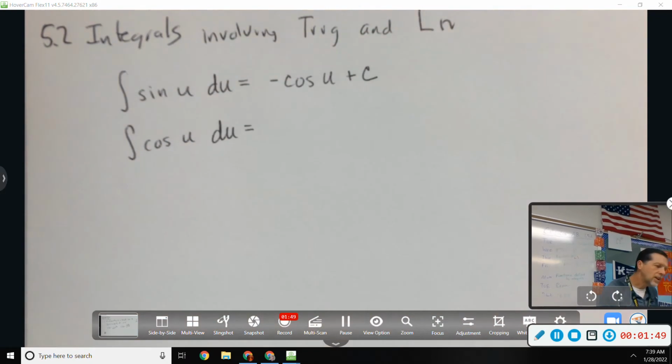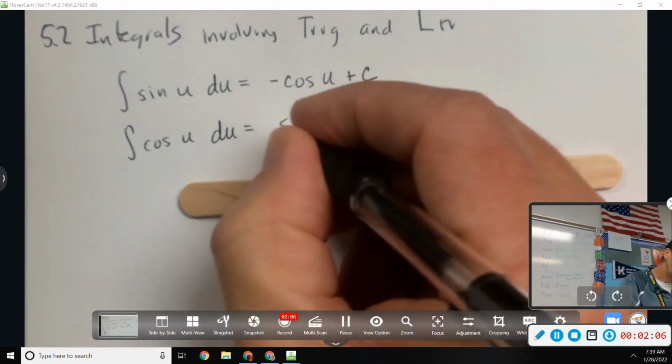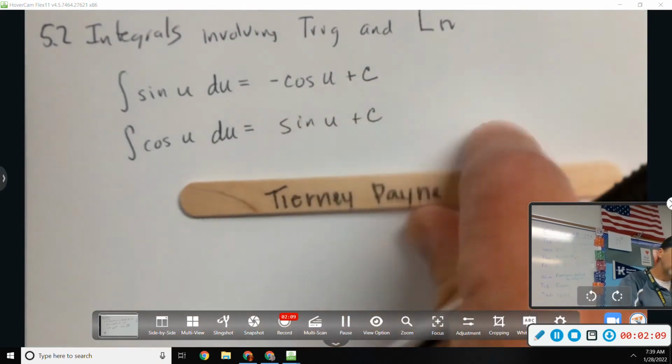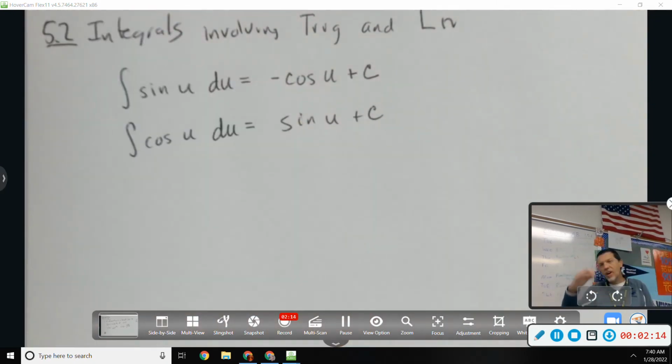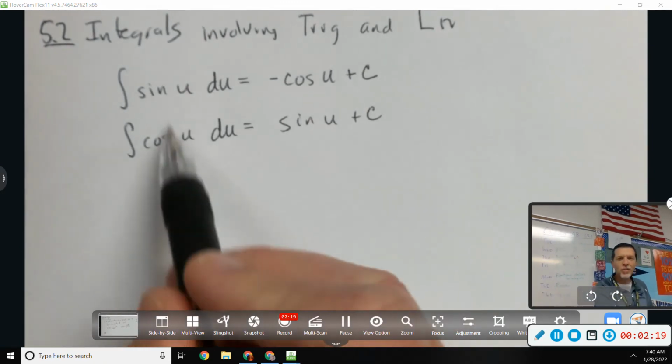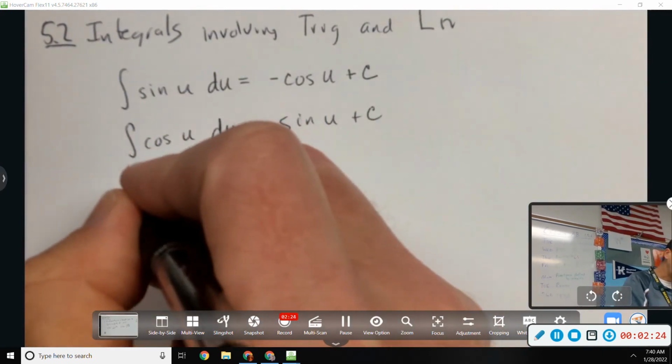How about the antiderivative of cosine of u? Tierney, how about the antiderivative of the cosine of u? Good. Sine of u plus c. Again, we know that already. We don't need to memorize that. But this section in the book presents all 6 trig functions like, hey, here's 6 new things you have to memorize. And I'm thinking, no, I know those already. The other 4, okay, those are new. But those first 2 at least I know.